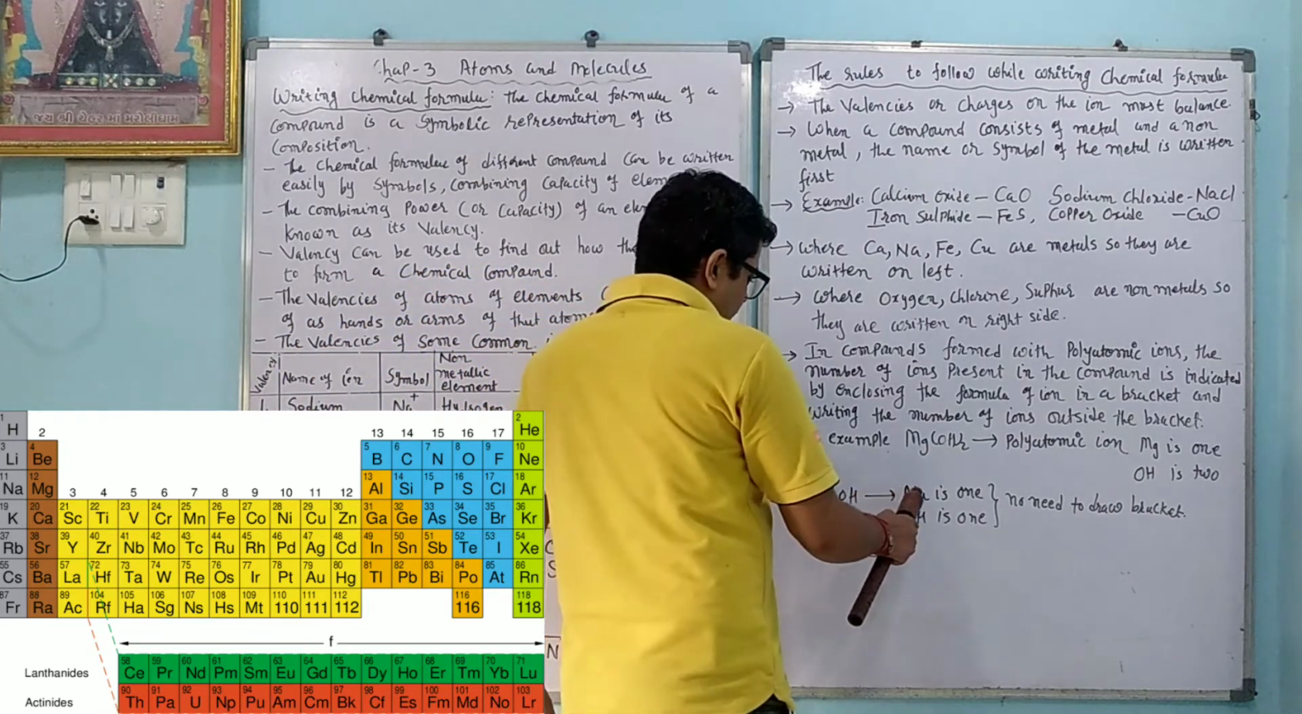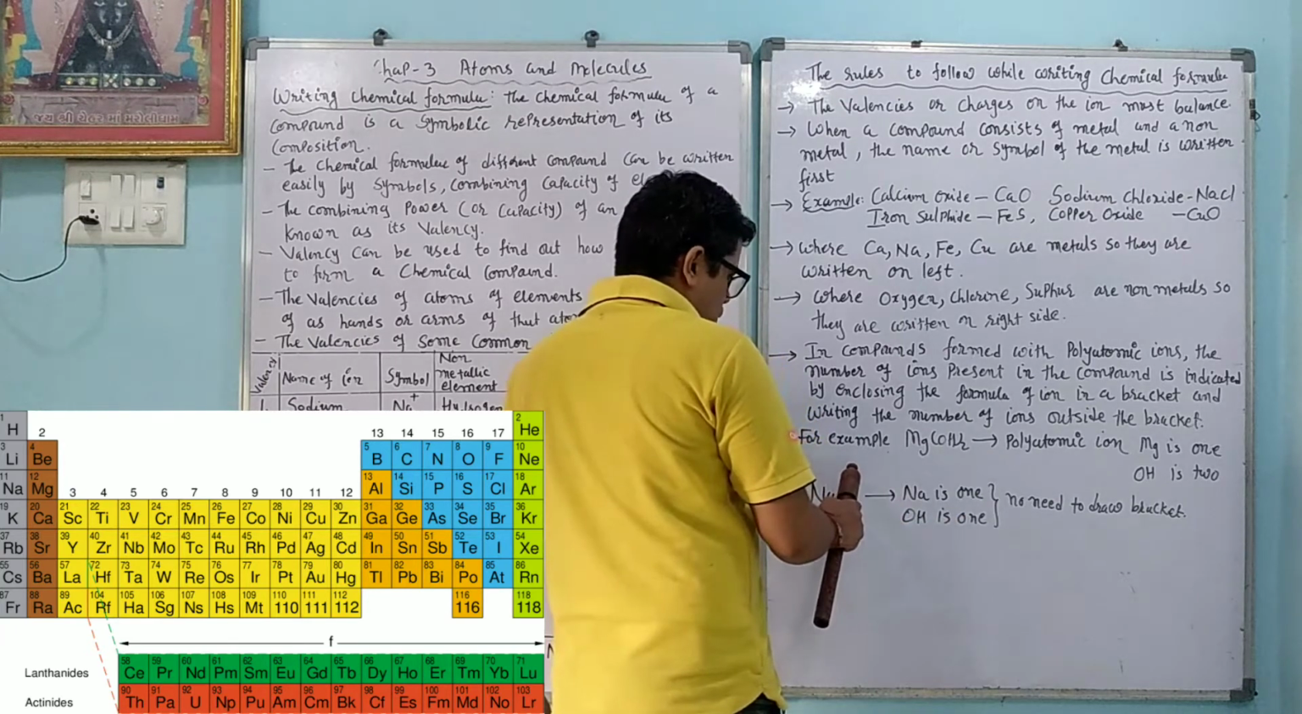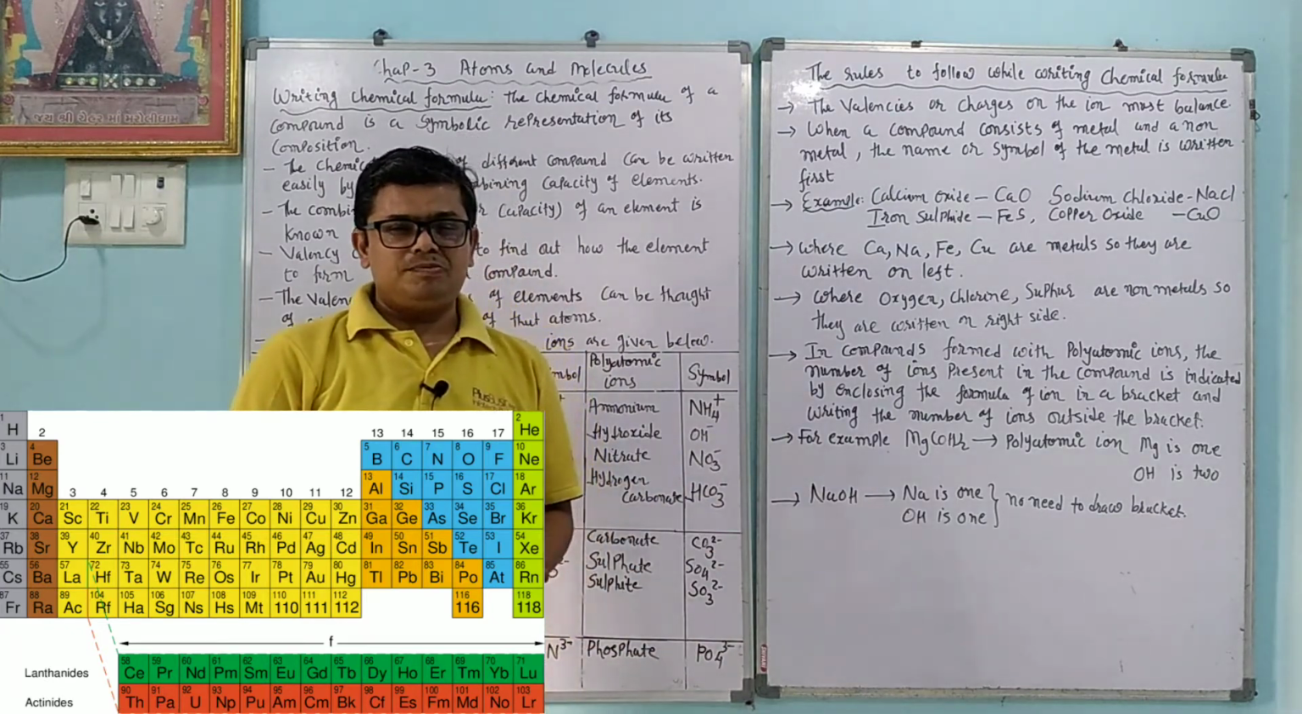Sodium hydroxide: in that, Na is 1 and its valency is also 1, and OH is 1, meaning OH valency is also 1. So there is no need to write any bracket; you can simply write NaOH.